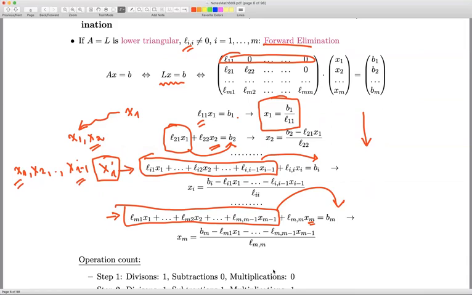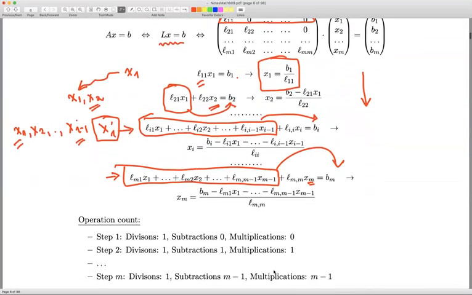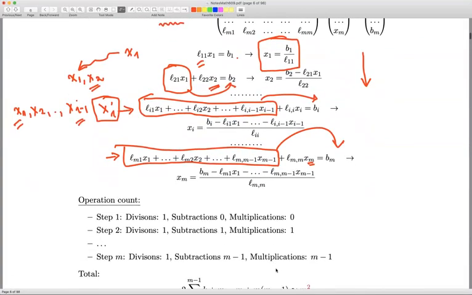Now we need to count how expensive this forward elimination method is. In your book, they count only the divisions and the multiplications because they require more resources, but in some other books they count the flops. That means they count all the floating point operations, and this is what we are going to do as well.